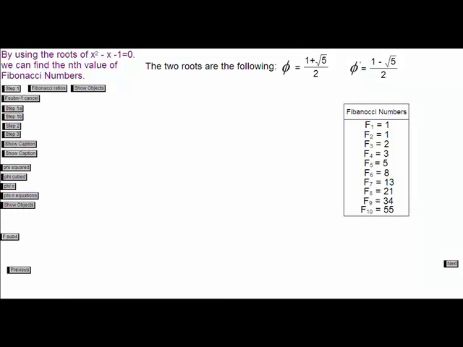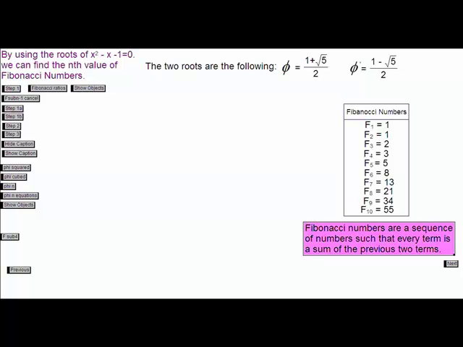By using the roots of x squared minus x minus 1 equals 0, we can find the nth value of the Fibonacci numbers. The roots are (1 plus the square root of 5) all over 2, which we will call phi, and (1 minus the square root of 5) all over 2, which we will call phi prime, where (1 plus the square root of 5) all over 2 is the golden ratio.